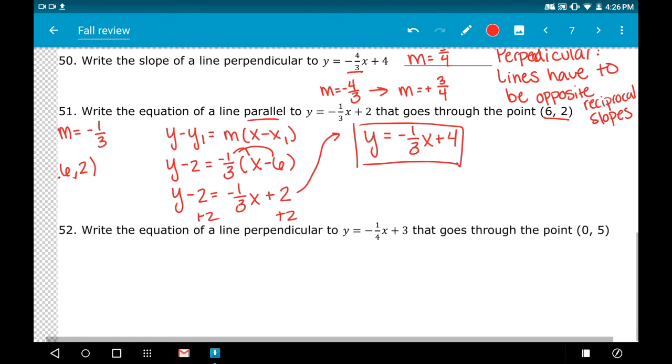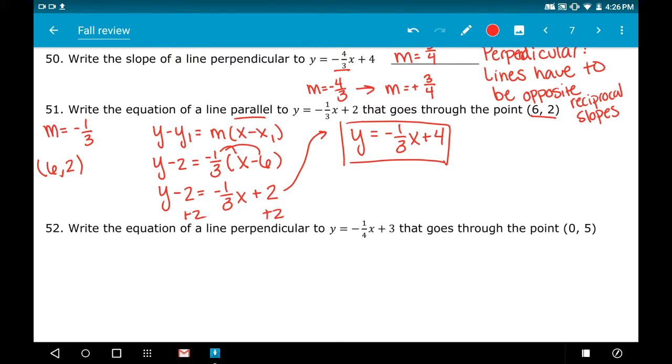Now we're basically going to do the same steps for perpendicular, except our slope has to be different. So the slope of this one is negative 1/4, so this one has to be positive. And 1/4, the reciprocal is 4/1. So our slope will just be 4 on this one. And we have the point 0, 5.